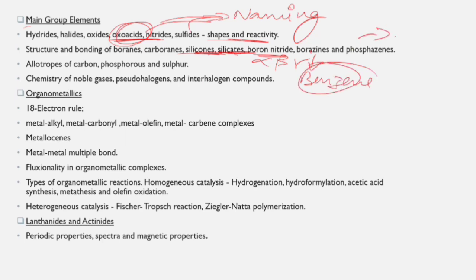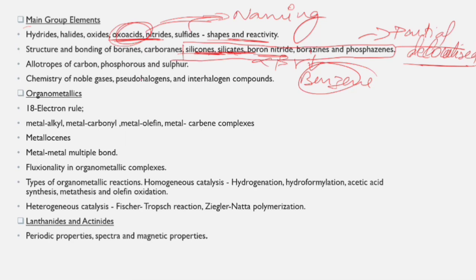Then phosphazine. It is partially delocalized. You need to study the entire property and the previous years of this. They're very important. So basically, these 4 to 5 things are very important here, plus oxo acids. When you talk about allotropes, generally the questions are rarely asked, but the main questions lie from silicones, silicates, boron nitrides, borazines, and phosphazines, plus the oxo acids.